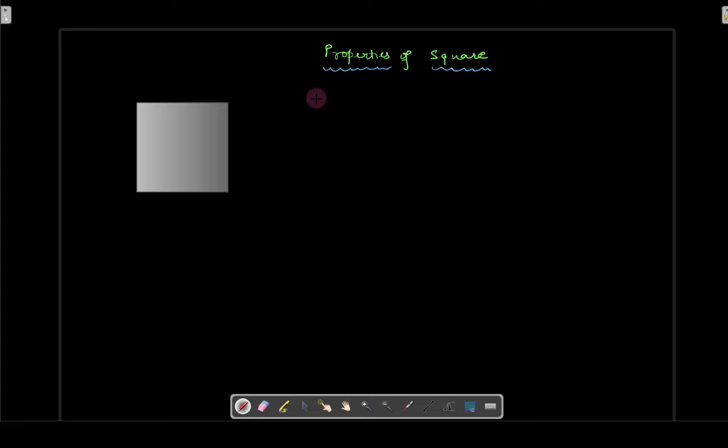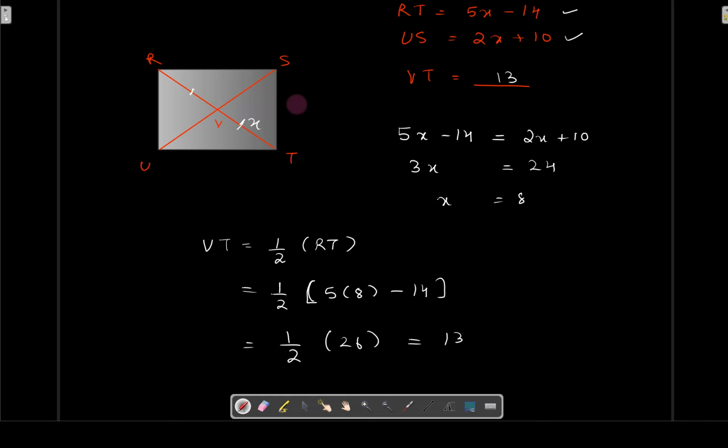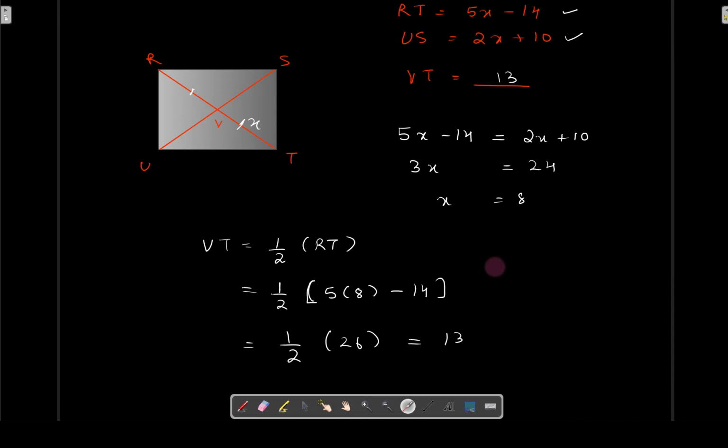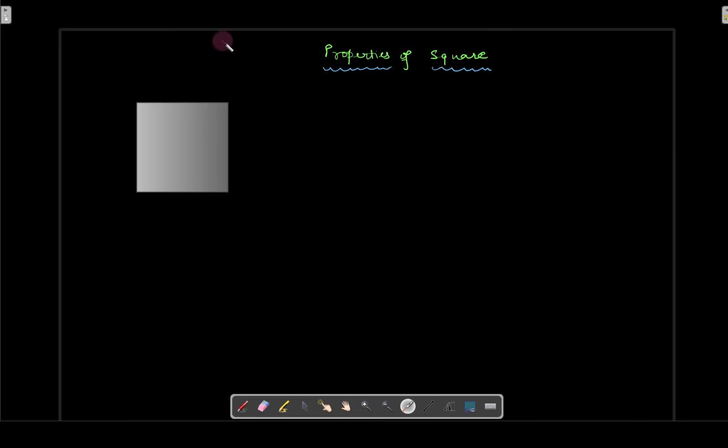Properties of square. So in the previous video, we did properties of rectangles, and we saw that a rectangle is also a special type of parallelogram with two additional properties: all angles are 90 degrees, all angles are right angles, and diagonals are congruent. Now with squares, squares are the most special parallelograms, most special.